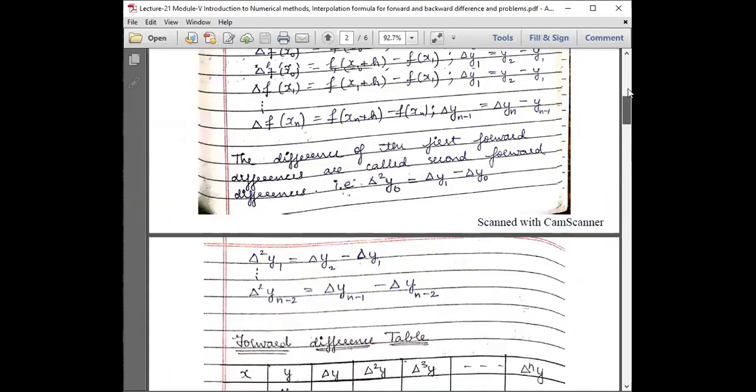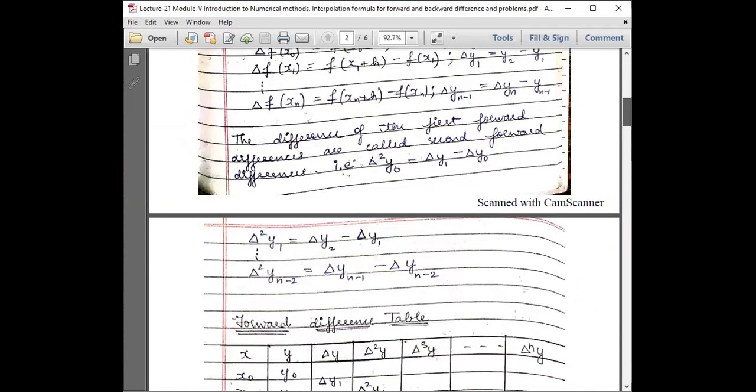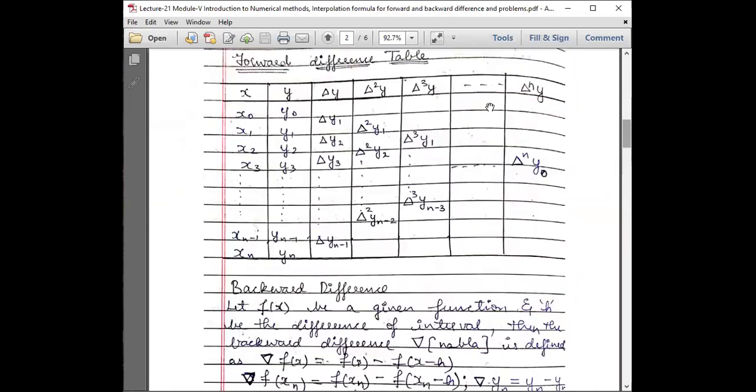Listen, just try to understand. Forward means the formula: delta f of x is equal to f of x plus h minus f of x. From this formula, I'm going to define delta y naught, delta y1, delta y n minus 1. These are all first order finite differences. The second order finite differences mean delta square y naught, delta square y1, delta square y n minus 2. Okay, so I'm going to represent it in the table here.